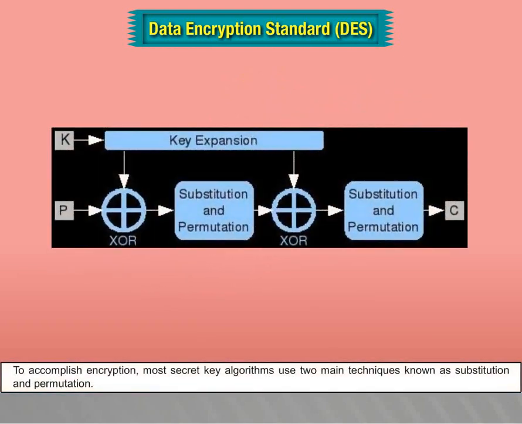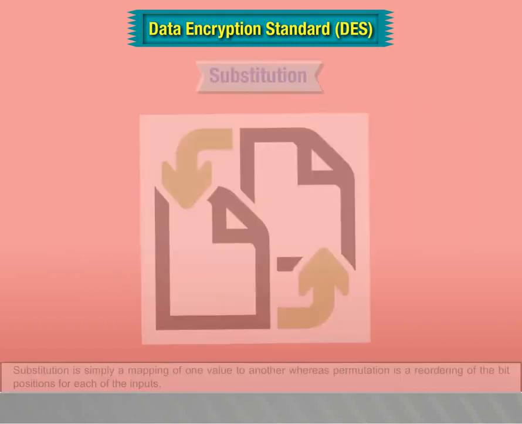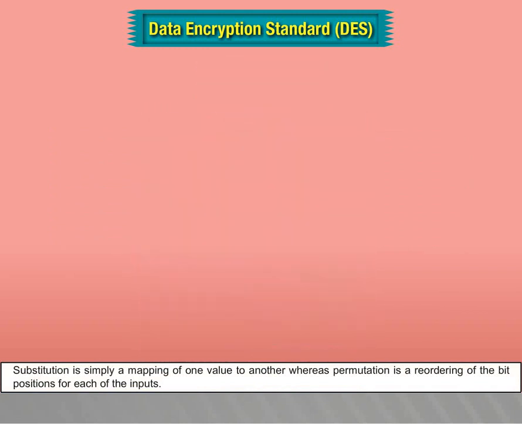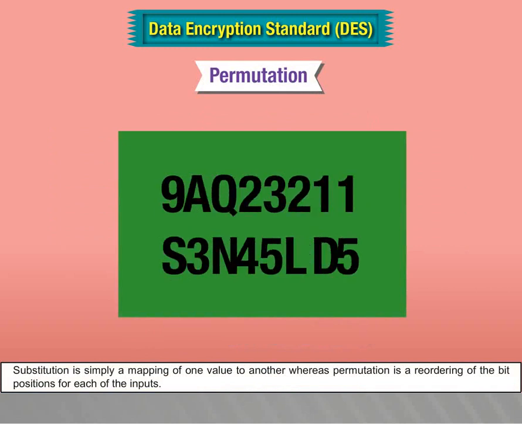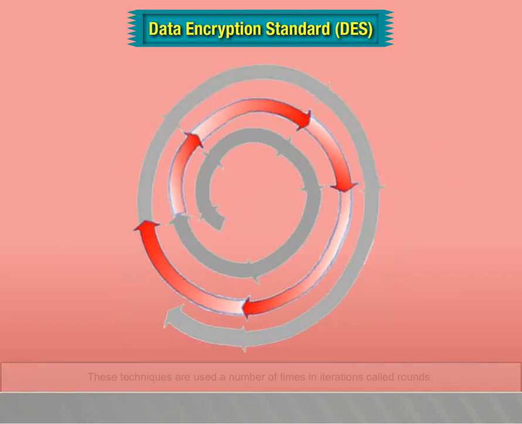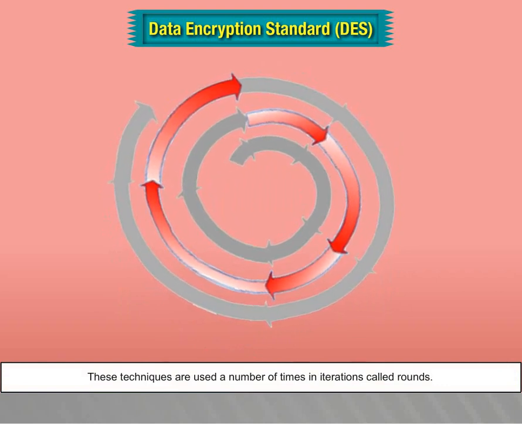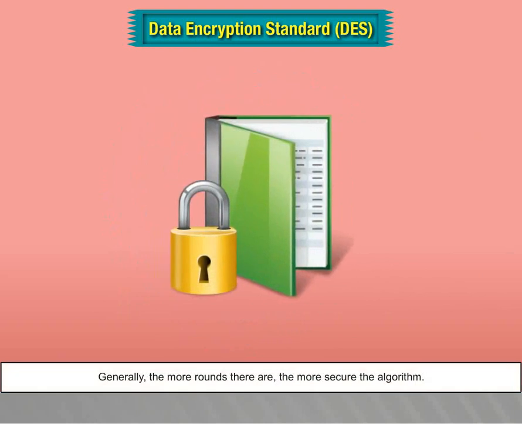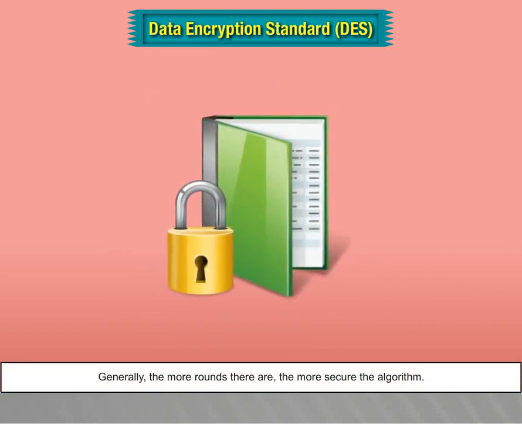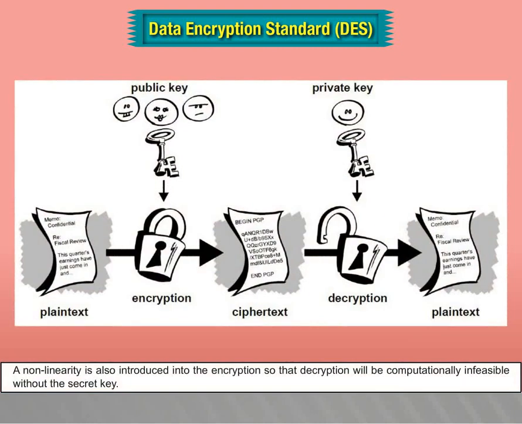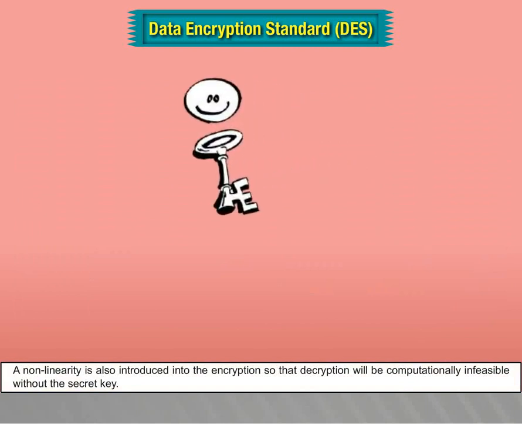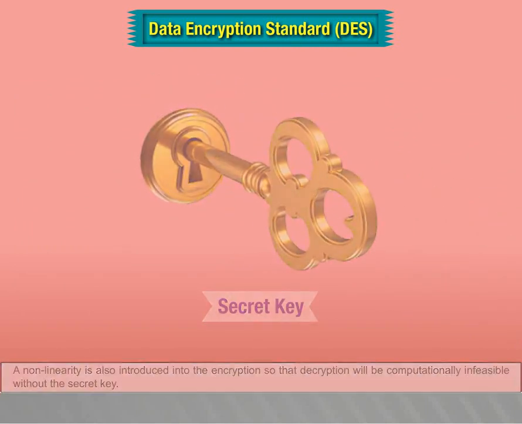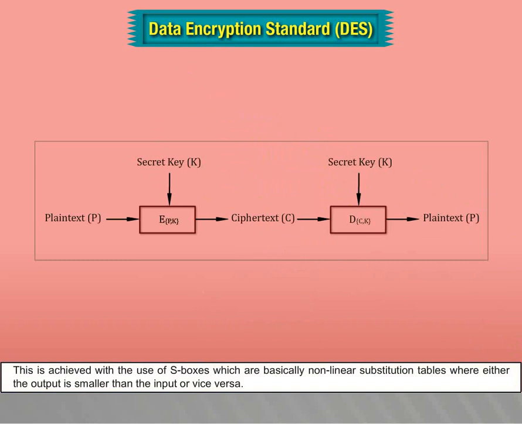To accomplish encryption, most secret key algorithms use two main techniques known as substitution and permutation. Substitution is simply a mapping of one value to another, whereas permutation is a reordering of the bit positions for each of the inputs. These techniques are used a number of times in iterations called rounds. Generally, the more rounds there are, the more secure the algorithm. A non-linearity is also introduced in the encryption so that decryption will be computationally infeasible without the secret key. This is achieved with the use of S-boxes, which are basically nonlinear substitution tables where either the output is smaller than the input or vice versa.